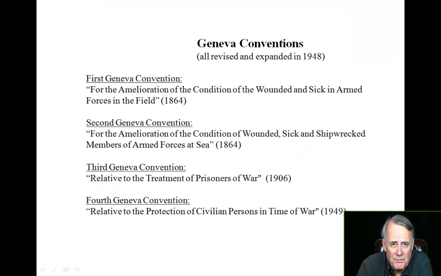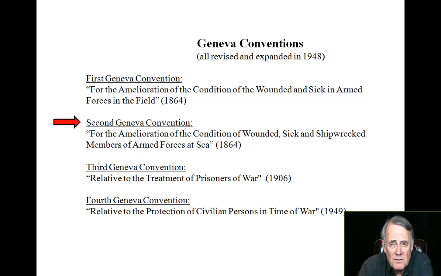Now let me give a quick overview of the Geneva Conventions. There's 4 of them. The first Geneva Convention for the amelioration of the condition of the wounded and sick in armed forces in the field. This is 1864. It defines the basis on which the rules of international law for the protection of the victims of armed conflicts. The second Geneva Convention for the amelioration of the condition of wounded, sick, and shipwrecked members of armed forces at sea, also 1864.